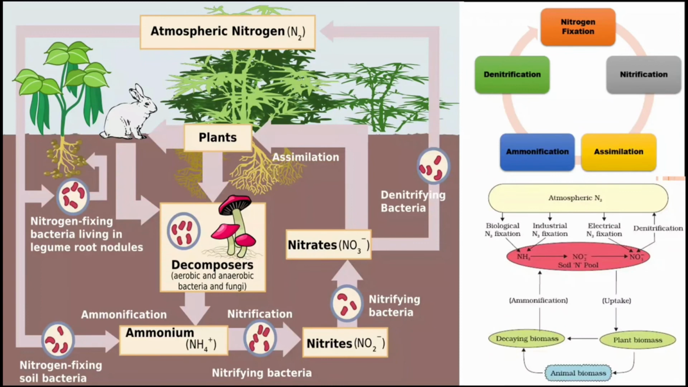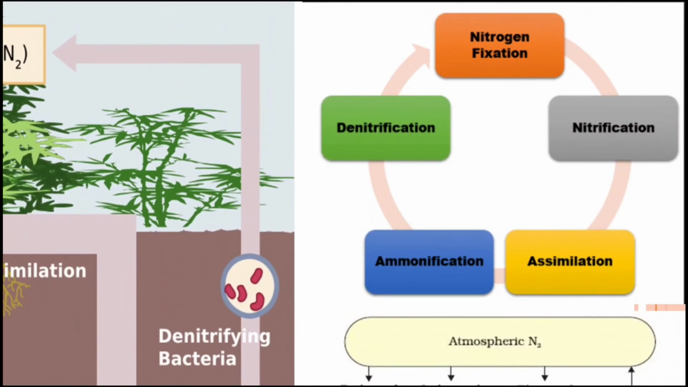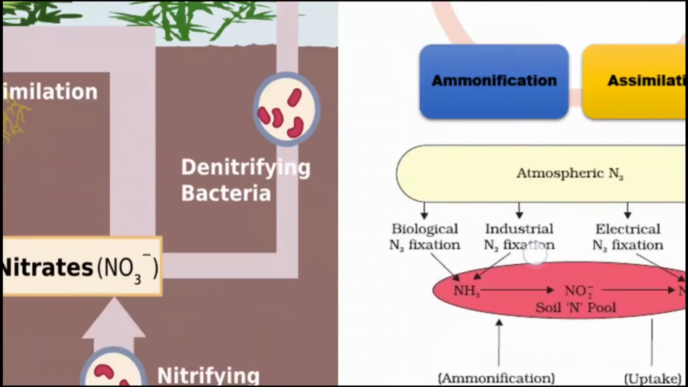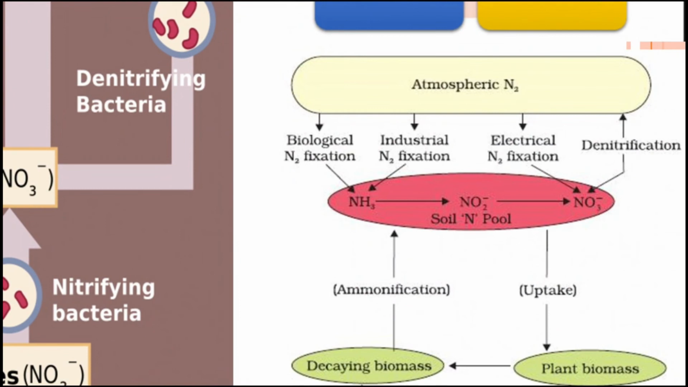Now we are going to summarize the entire nitrogen cycle with the help of these diagrams. So here you can see that the nitrogen cycle basically consists of 5 steps. We have nitrogen fixation, nitrification, assimilation, ammonification and denitrification, which we have discussed in detail. Now look at this figure. The atmospheric nitrogen is fixed by 3 means. We have biological nitrogen fixation, industrial nitrogen fixation and electrical nitrogen fixation. The biological and the industrial ones give us ammonia, while the electrical one gives us nitrates directly.